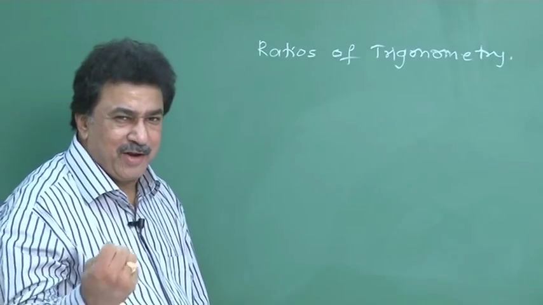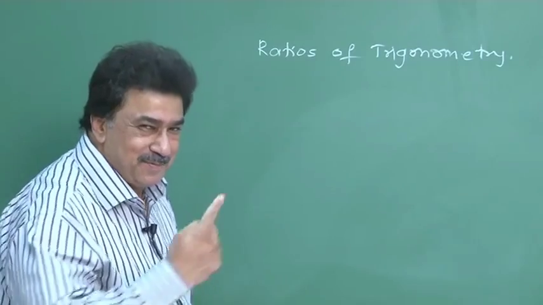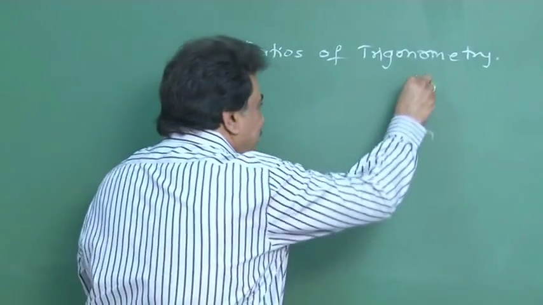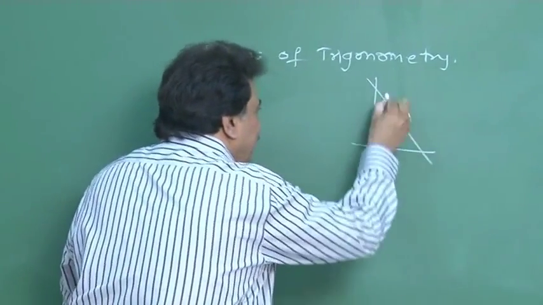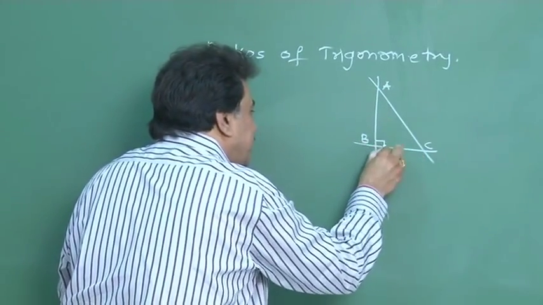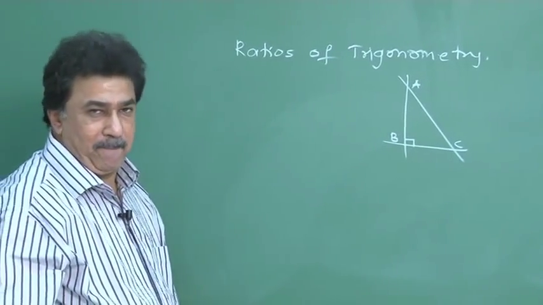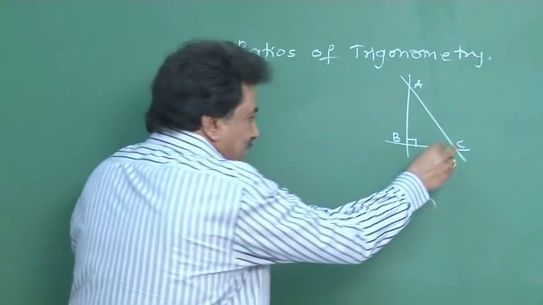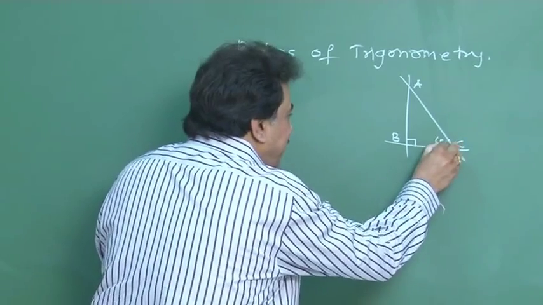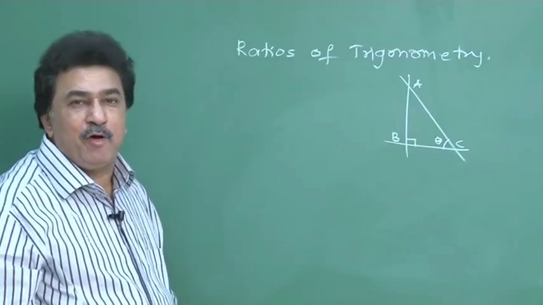Suggest me a name of a triangle, right angle triangle. Yes, you must be thinking triangle ABC. Let's go for it. Let the required triangle be triangle ABC, right angled at 90 degrees. When I say at 90 degrees, angle B is what? 90 degrees. And let me take angle C as theta. This is one angle which I have taken, which will decide all my ratios.